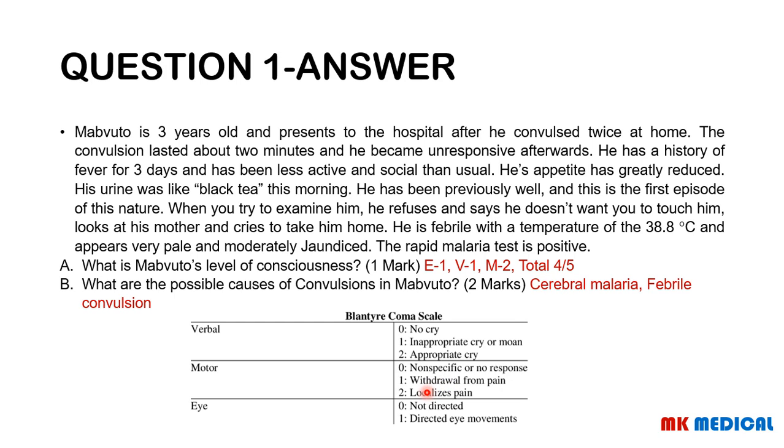Remember that this child here, first of all, we look at the eye. They're opening their eyes, so they're able to direct their eye movement, so we can give them a score of 1. Then under the verbal, they cry inappropriately. If someone touches you and you cry, that's rather inappropriate, don't you think so? An appropriate cry would be, for example, if you inflict some pain and they cry. So here there's an inappropriate cry, so we give them a score of 1. And of course, they're able to localize pain, so we give them a score of 2. So this child has a score of 4 out of 5. So they still have some level of consciousness.